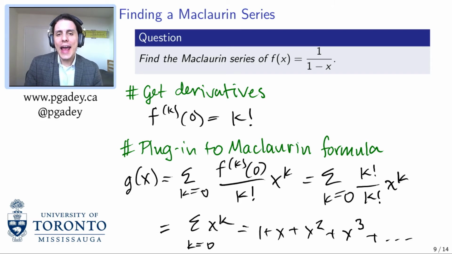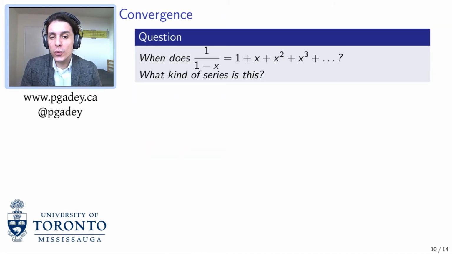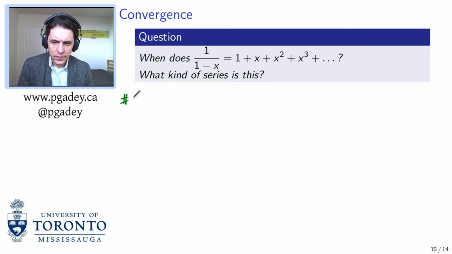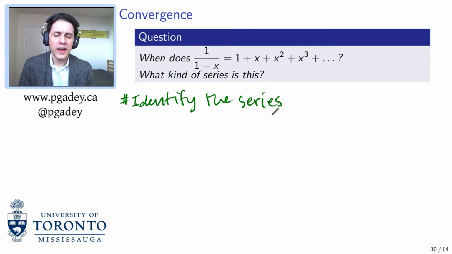So we might ask, we have this series. When does it equal the function that we started off with? So when does 1 over 1 minus x actually equal 1 plus x plus x squared plus x cubed, and so on? And also, what kind of series is this? So first off, let's identify the series. Have we seen anything like this before? So this is an infinite geometric series.